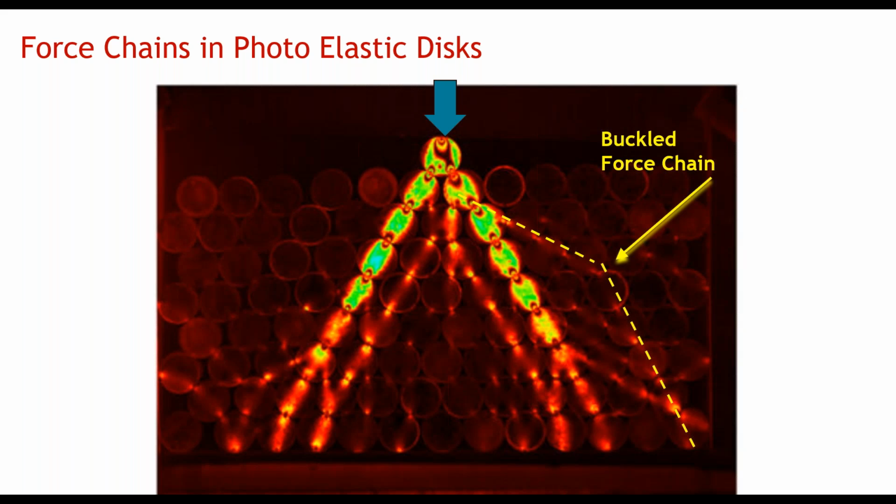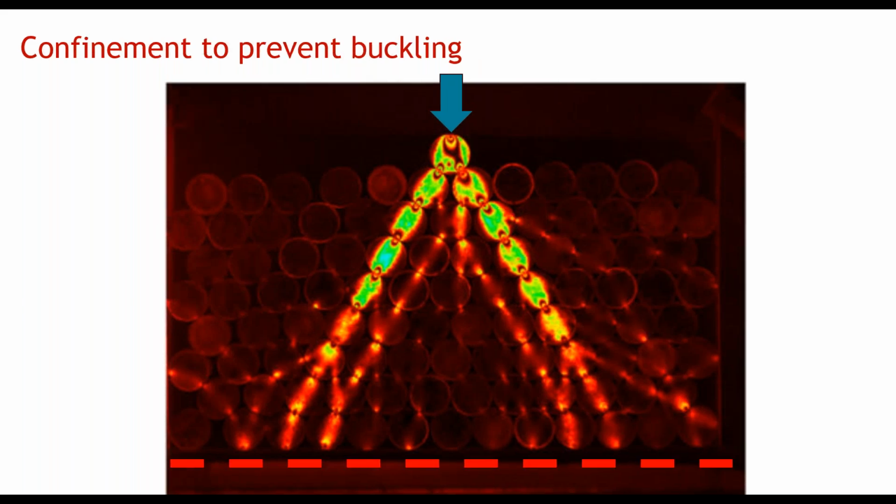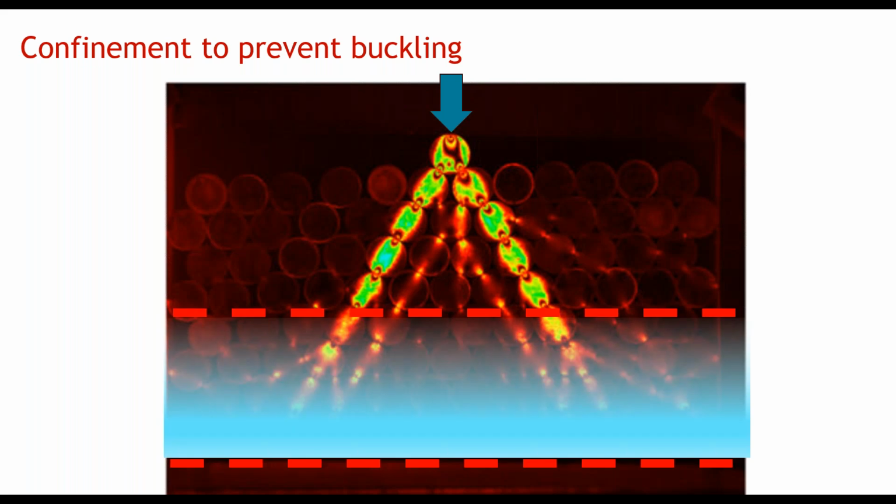Here's the same image. If we introduce a layer of geogrid at the bottom, the particles interlock with the grid and a zone of confinement is created, as we saw earlier. The particles are restrained and buckling of force chains is inhibited. We might add a second layer to increase the effect. Then we have a fully stabilized layer.